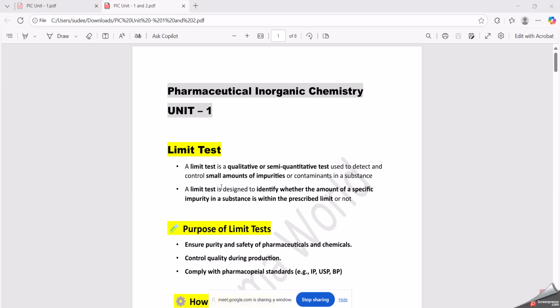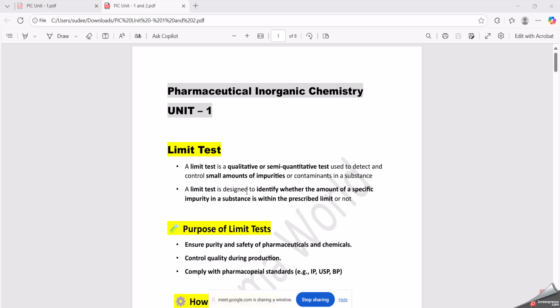A limit test is a qualitative or semi-qualitative test used to detect and control small amounts of impurities. We all know there are so many tests we produce to measure quantity or quality. So the limit test is designed as a quantity test, not a quality test.